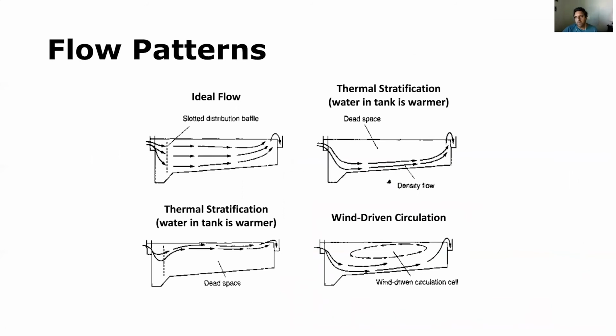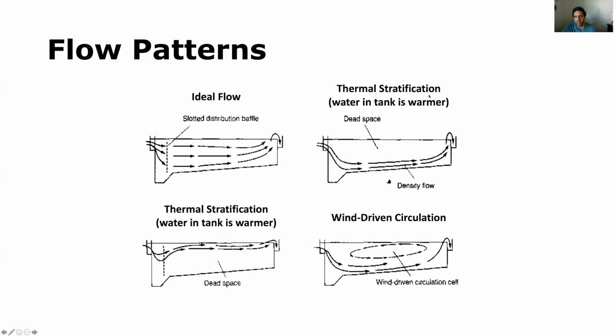All right, another thing that we need to consider when designing primary clarifiers, primary sedimentation basins, is that ideally we want the flow to be uniform throughout the clarifier. So we want the flow to come in on the one side and flow uniformly through the system until it gets to the outlet. But in reality, we might have some short circuiting.